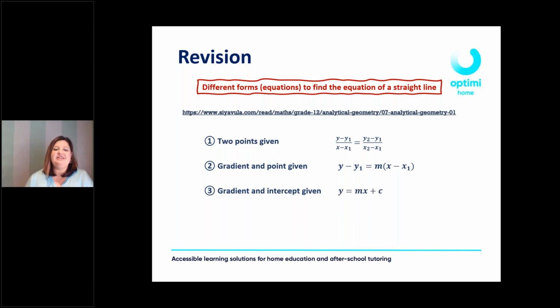Now, this intercept that they talk about, it can be your y-intercept or it can be your x-intercept. The y-intercept in this case will be easier because you know that your y-intercept is equal to c. But if they give you the x-intercept, you need to remember to make your y 0. Then you're also able to calculate c.